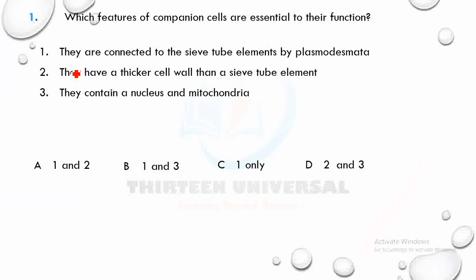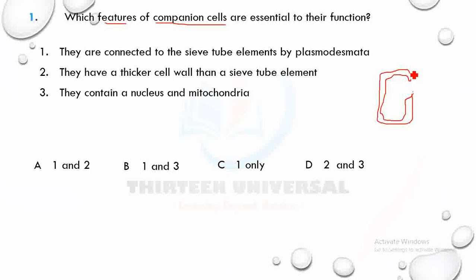The first one says they are connected to sieve tube elements by plasmodesmata. So we're looking at companion cells and the features that are essential for their function. Yes, the function of the companion cell is that they help in the loading of sucrose. So once they load sucrose from the source cell into them, from the companion cell, sucrose can move.